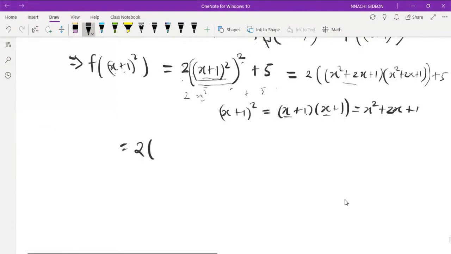That should be equal to x to the power 4 plus x squared times 2x, 2x cubed, x squared times 1 plus x squared, then 2x times x squared is 2x cubed, 2x times 2x is plus 4x squared, 2x times 1 is plus 2x, plus 1 squared.